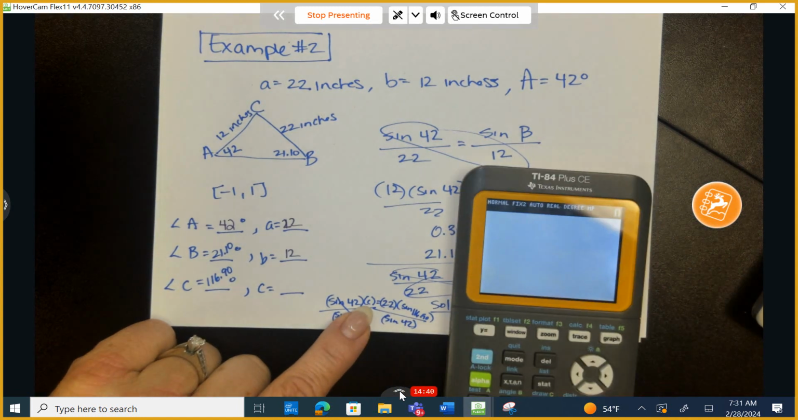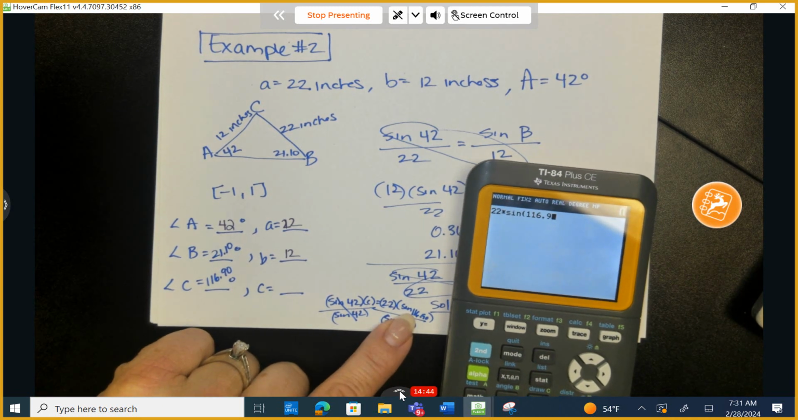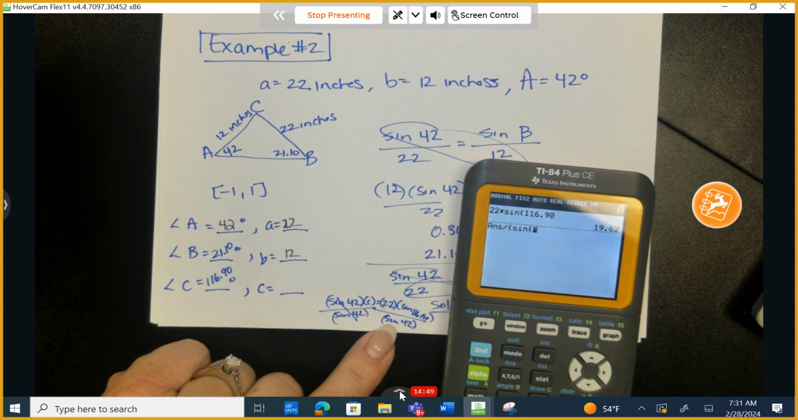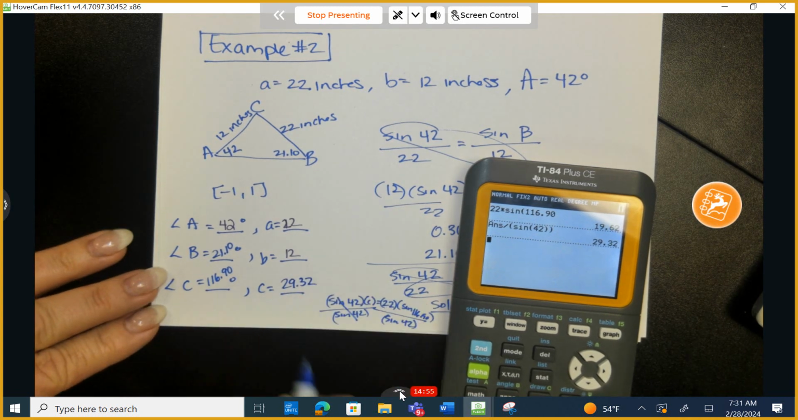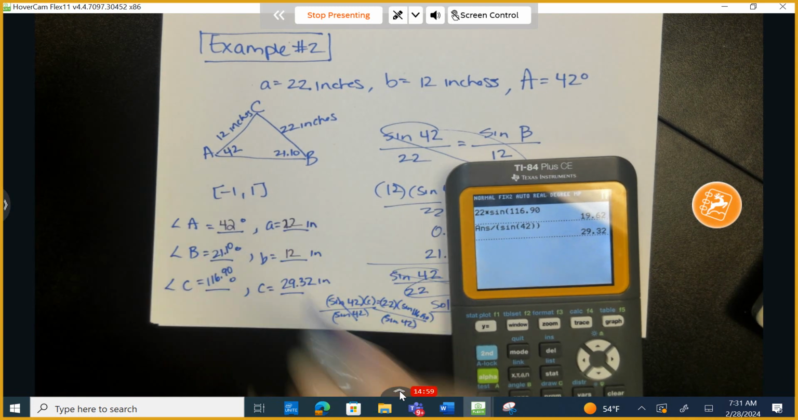Now when I plug this in again, I'm going to do 22 times the sine of 116.9. I'm going to get an answer. Then I'm going to divide by the sine of 42. And here's my answer, 29.32. And we can see this is in terms of inches. Let's go back and put those units in.